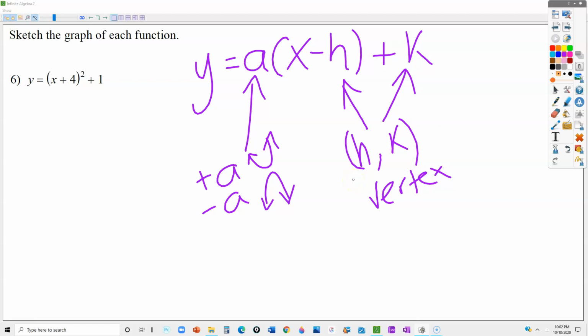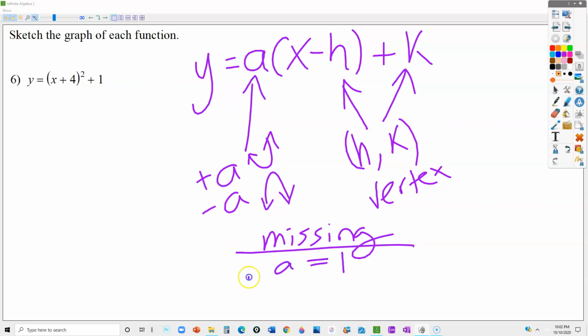Just remember that if you are ever missing some numbers from the equation, if you're missing an a, that means it's a 1. If you're missing an h or a k, that would make them a 0. So when I'm looking at this problem here on number 6, I see my h, I see my k, but I do not see the a. So that means it's a 1.